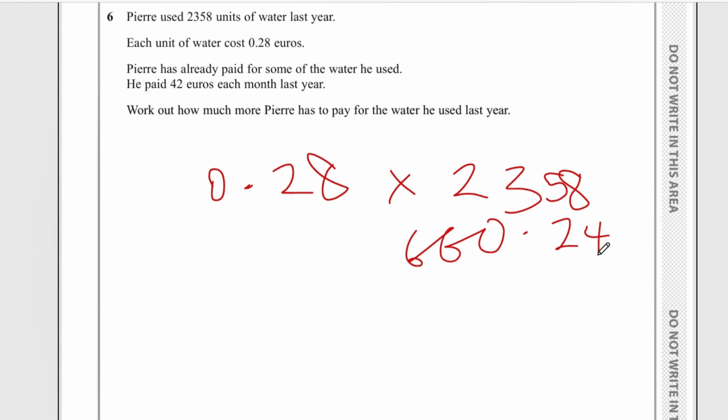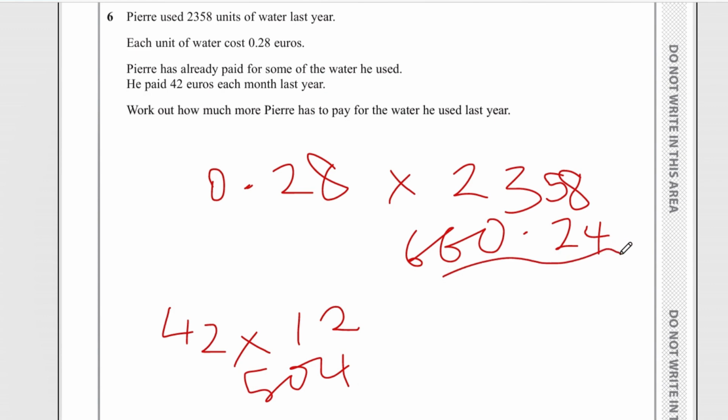Now, they said last year he paid 42 euros per month. And how many months are there in a year? 12 months in a year. So you have to do 42 times 12 to get how much he paid for last year. So 42 times 12 will give you 504. Okay, so he has 660.24 to pay. He has paid 504 already.